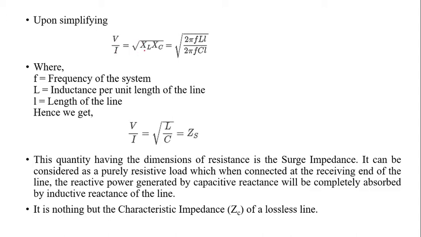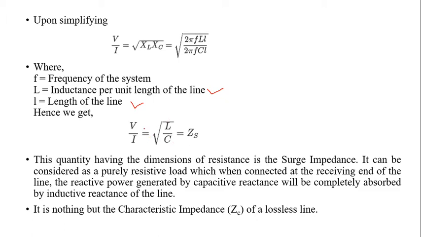So V by I is equal to the square root of Xl into Xc. Xl is 2 pi f L, and Xc is 1 upon 2 pi f C. Here f is the frequency of the system, which is constant, L is the inductance per unit length of the line, and C is the capacitance per unit length. So we can conclude from this equation that V by I is equal to the square root of L by C.